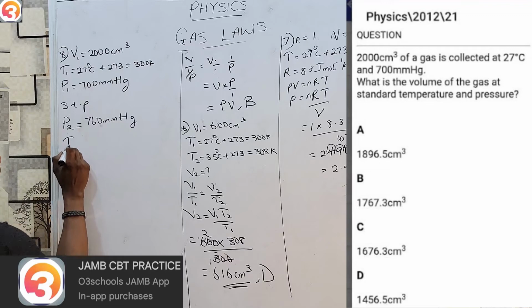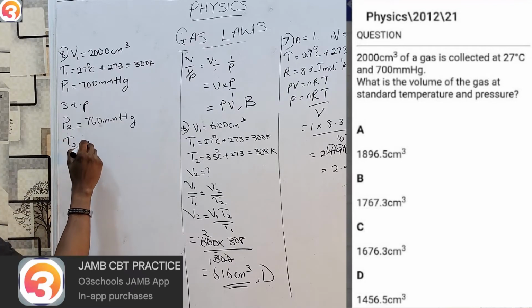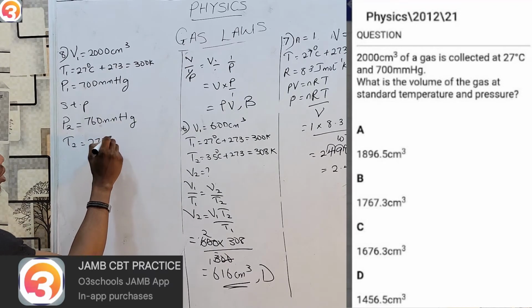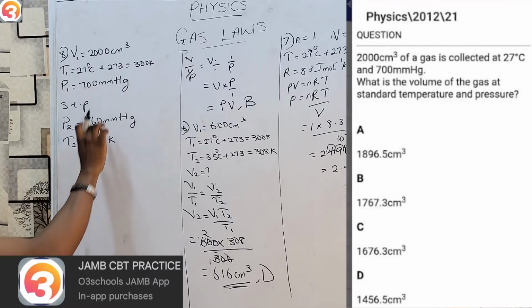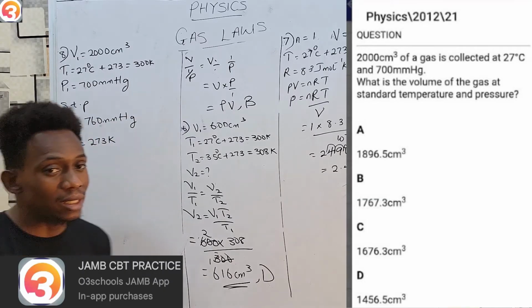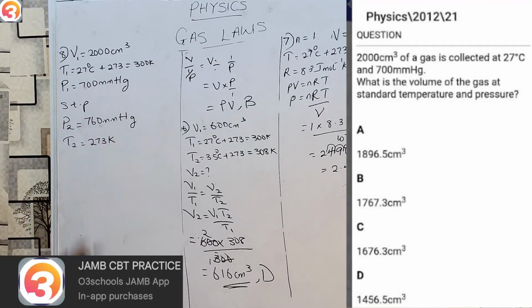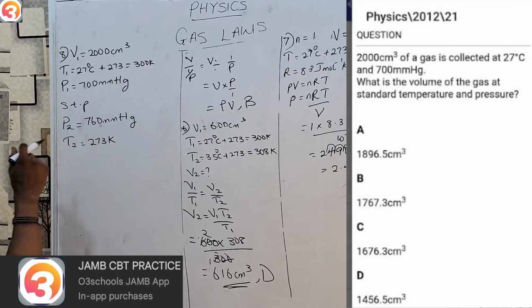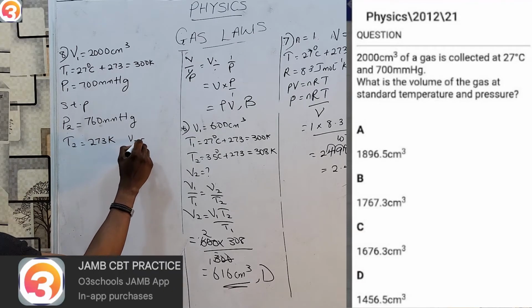And your standard temperature, which you want to use, is 273 Kelvin. This is standard pressure and standard temperature. They never tell you "at STP"; just know this is the pressure they imply and this is the temperature they are also implying. So once I know this, I can solve for the new volume V2.